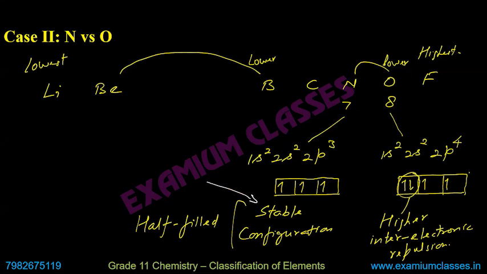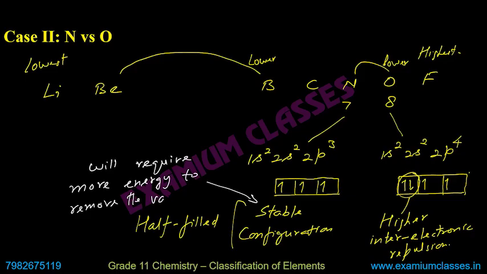Because it is more stable, it will require more energy or higher energy to remove the valence electron.